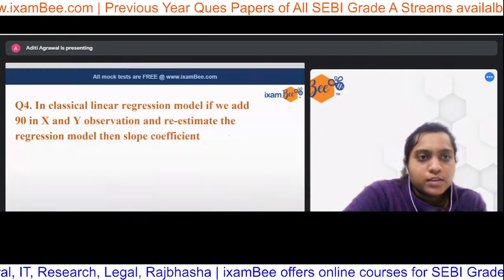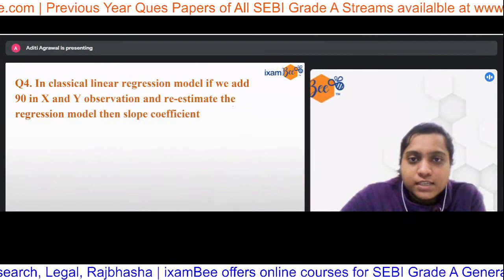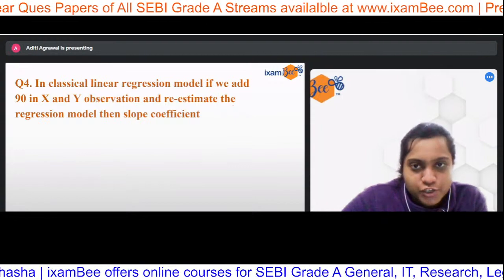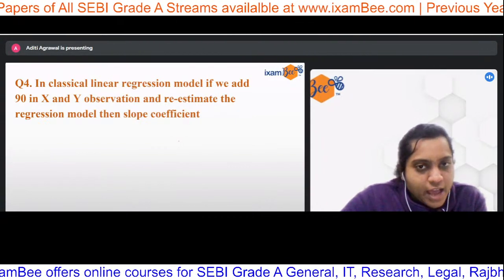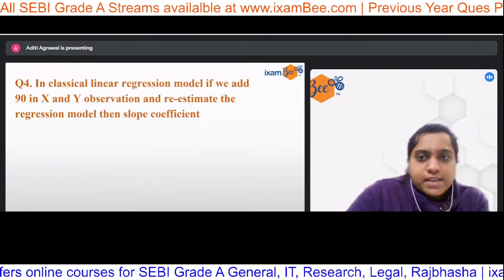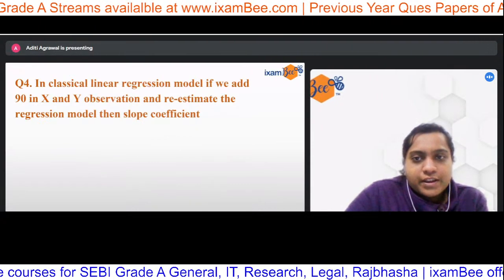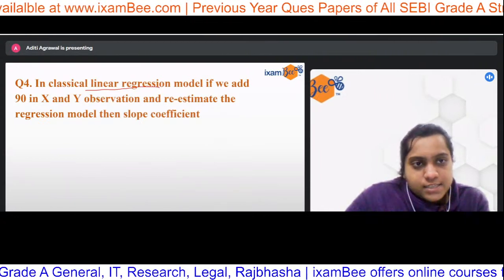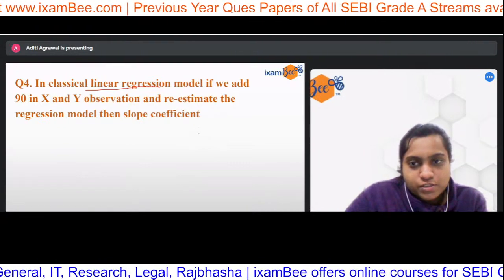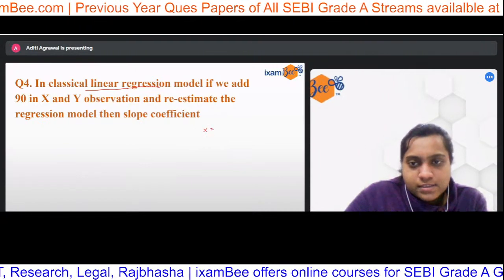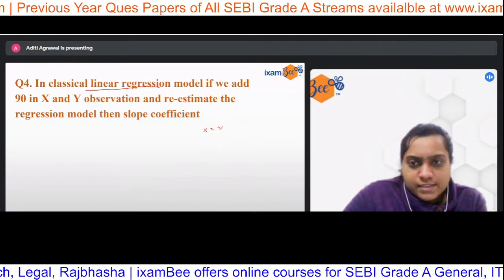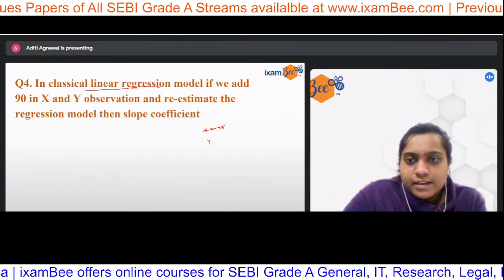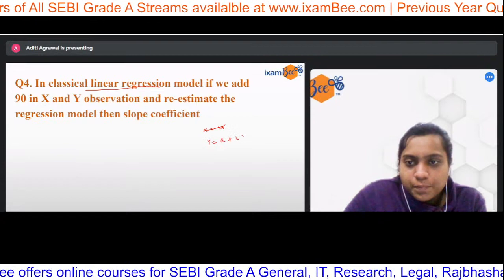Next question is, in the classical linear regression model, if we add 90 in x and y observation and re-estimate the regression model, then what happens to the slope coefficient? So it is talking about the classical linear regression model, right? If we add 90 in x and y observations, let's say the regression line is y is equal to a plus bx, right?